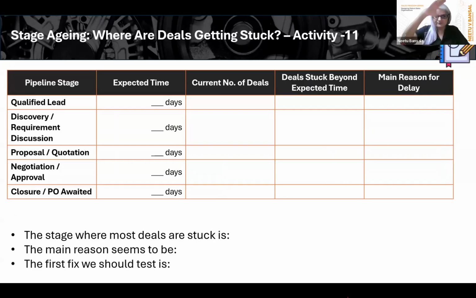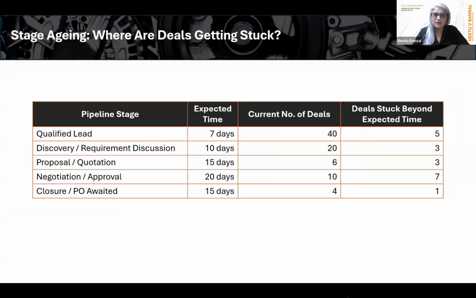So whatever the different stages are, you can put the stages as per yourself. Put expected timelines. It will also give you an opportunity to improve your internal operations. What can we do to ensure that a quotation is sent within 15 days, for example?